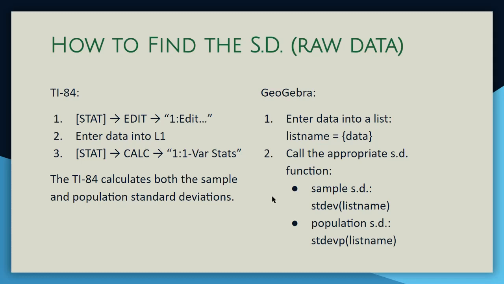For GeoGebra, it starts similar to all our other things, enter the data in a list, but then there are two separate function calls. If you're looking for the sample standard deviation, it's just stdev for standard dev, and then the list name. If you want the population value, you have to tell it standard dev p, stdev p, and then the list name. So it's a little bit harder to mess that one up because you have to be intentional about which one you're calculating.